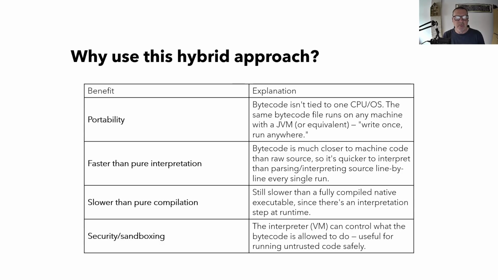So why use the hybrid approach? Well, the benefits are it's portable. The bytecode isn't tied to a specific platform. You can run it on any machine so long as it has the interpreter on it. It's faster than pure interpretation. So the bytecode that's being produced is much closer to machine code. There's less work for the interpreter to do, so it will run quicker. However, the execution is slower than pure compilation because you still need to do interpreting at the end.